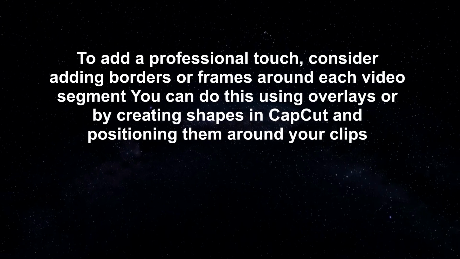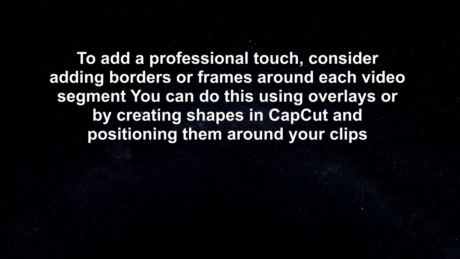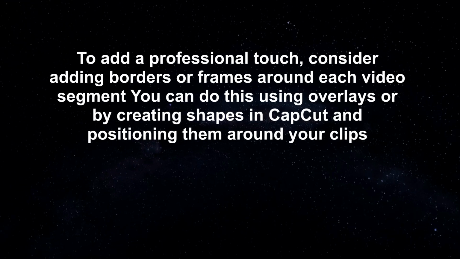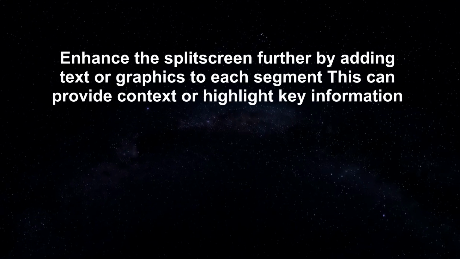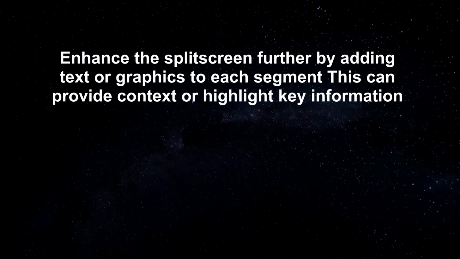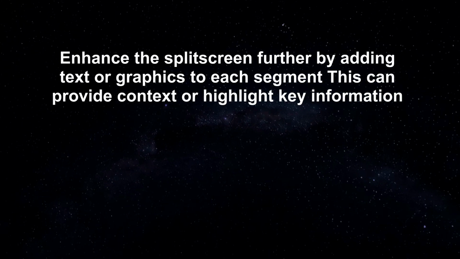To add a professional touch, consider adding borders or frames around each video segment. You can do this using overlays or by creating shapes in CapCut and positioning them around your clips. Enhance the split screen further by adding text or graphics to each segment. This can provide context or highlight key information.